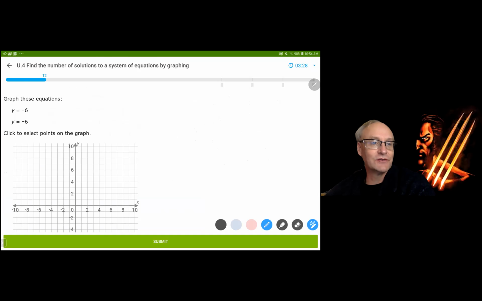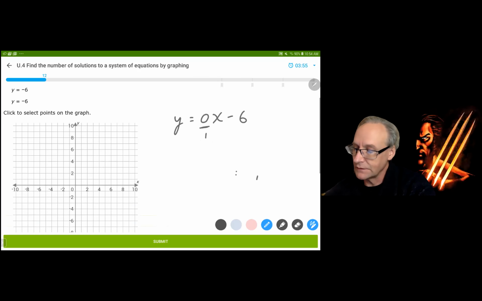Now this one's kind of interesting. y equals negative 6 and y equals negative 6. They're kind of giving it away, aren't they? Keep in mind that a lot of people get confused about this one. This is a horizontal line. One way to think of these is that you can say, well, that's the same as 0x minus 6. So my slope is 0 over 1, or just simply 0. y equals negative 6 looks like this.